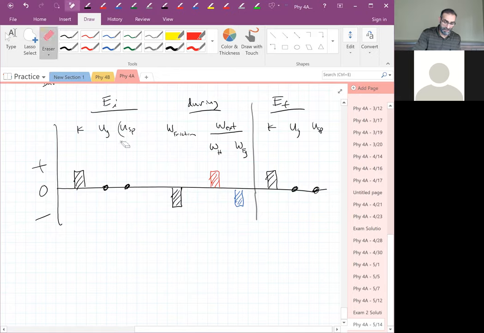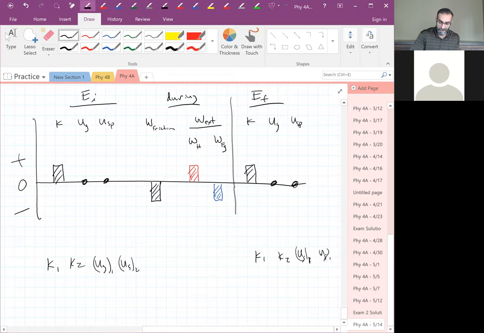What happens if you have two masses in your system? Then you have a K1 and a K2 and a K1 and a K2 at the end, and a UG1 and a UG2, because they both might be going up and down, right? So this bar chart just expands if your system becomes a little more complicated.